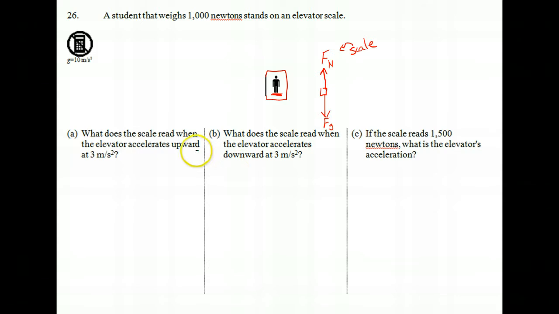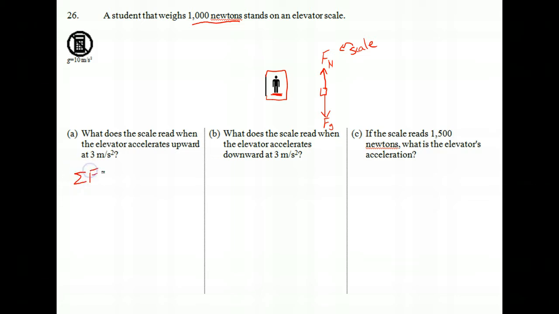A says, what does the scale read when the elevator accelerates upward at 3 meters per second squared? When you do that and you're standing in an elevator, it feels like you're heavier than what you really are. So we should see a reading on that scale that's going to be greater than 1,000 newtons. It's going to make the apparent weight of the person larger. So how will that work?